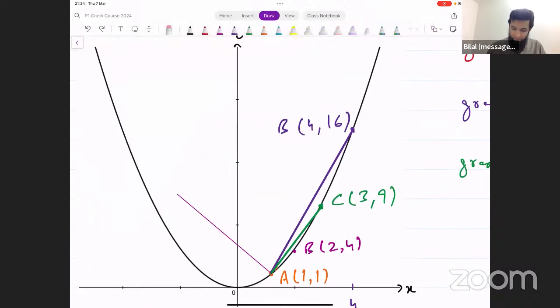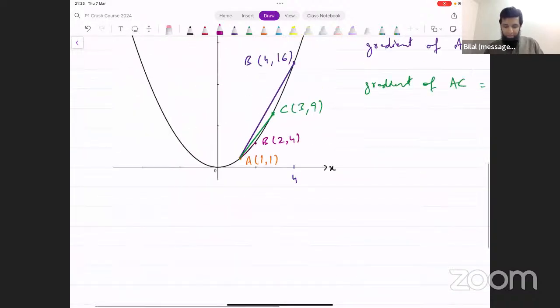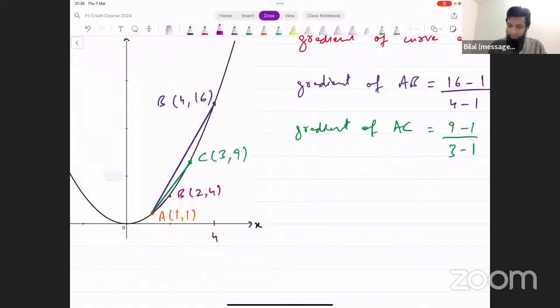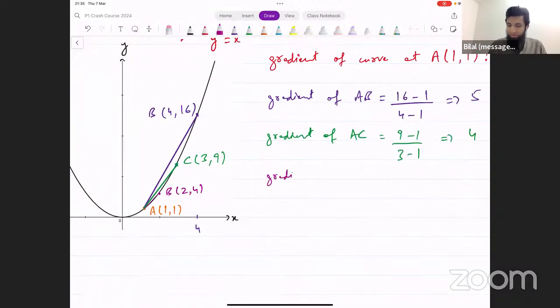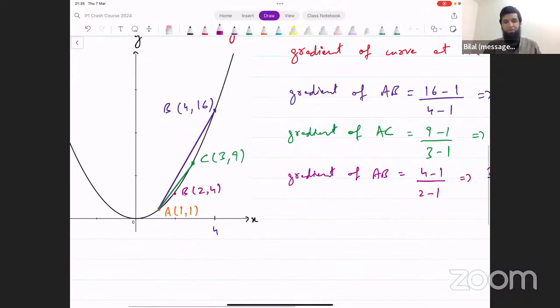This is the line AB, right? I could find the gradient of this line AB and see what that turns out to be. Gradient of AB, let's see what that is. That will be 4 minus 1 divided by 2 minus 1. That's 3 over 1, which turns out to be 3. Again, we can say that this is better than before. This value is going to be closer to the actual gradient of the curve at this point.